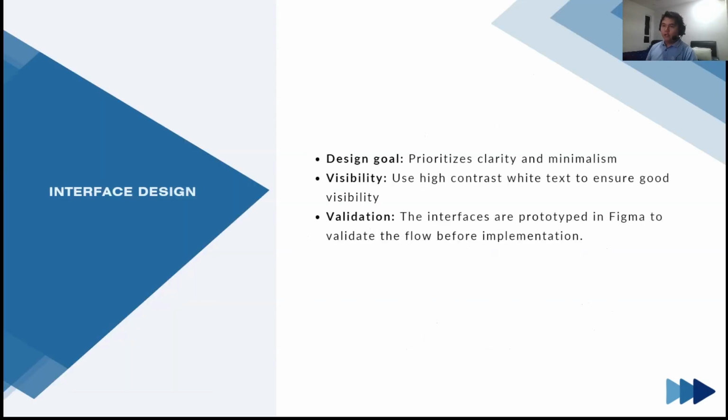And now we approach the final section for this chapter 3, which is interface design. So the design goal for this application is to prioritize clarity and minimalism. For visibility, we will use high-contrast white text to ensure good visibility. And for validation, the interfaces are prototyped in Figma to validate the flow before implementation.